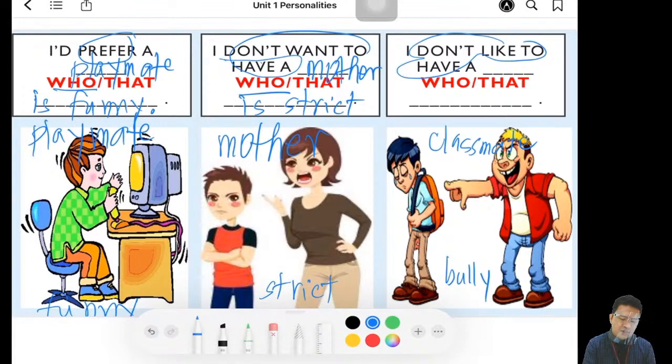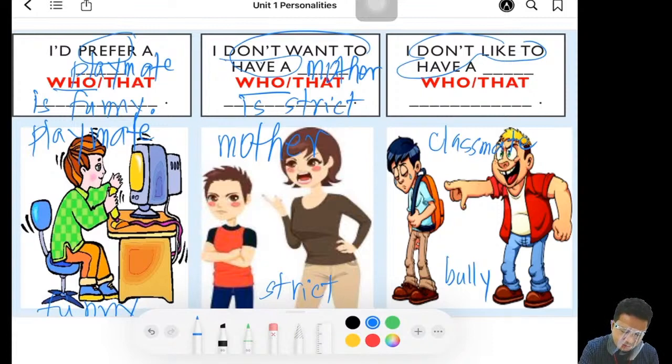Take a look at the picture. That is the meaning of strict, meaning your mother doesn't want you to go somewhere. Your mother doesn't want you to play too much ROV or too much Mobile Legends, and you are not studying your lessons anymore. That's why your mother acts this way. Now let's have the last picture, your classmate, and his attitude is a bully. So how to make that into a sentence form?